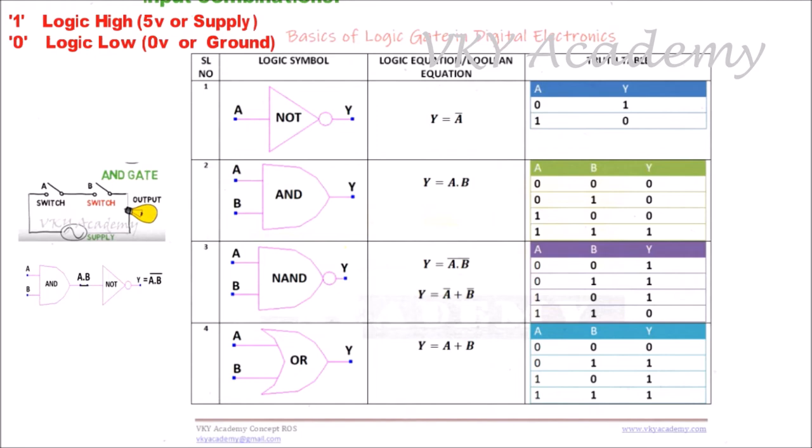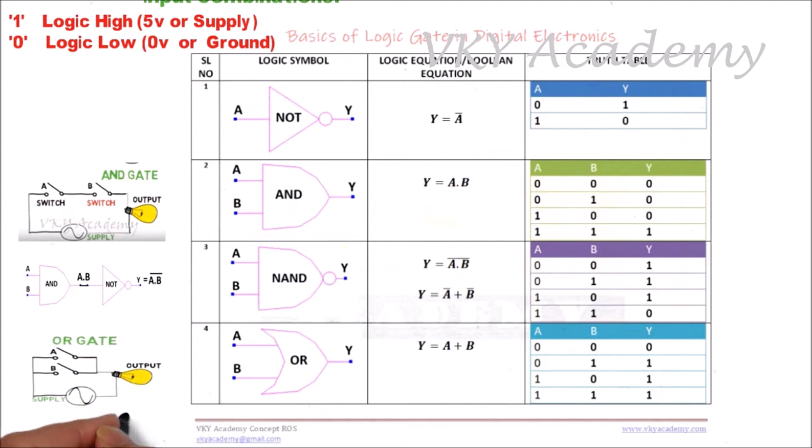Now coming to the next logic gate, that is the NAND gate. A NAND gate can be designed by connecting a NOT gate at the output of an AND gate. So definitely the logic equation will be Y is equal to (A dot B) complement, and the output will be the complemented form of the AND result.